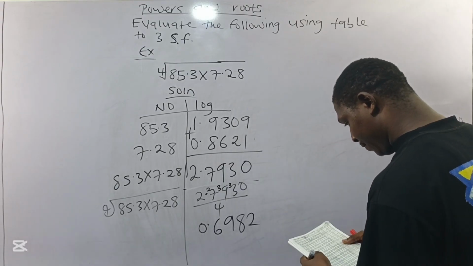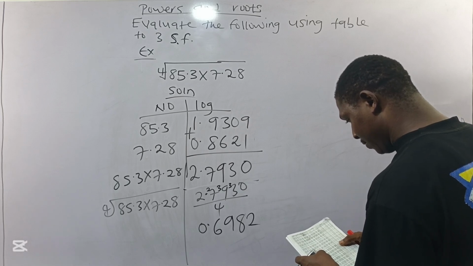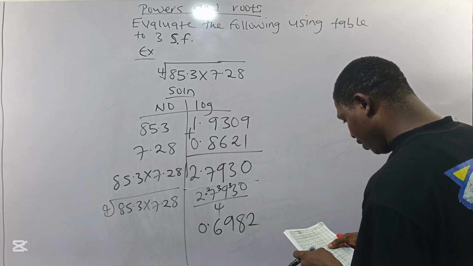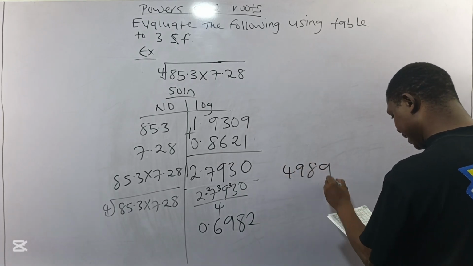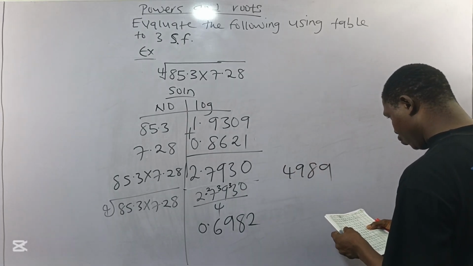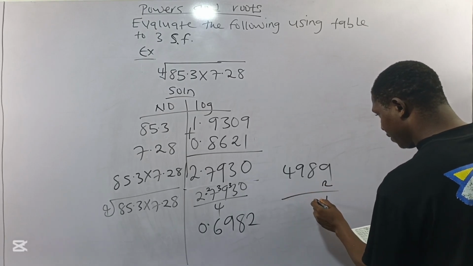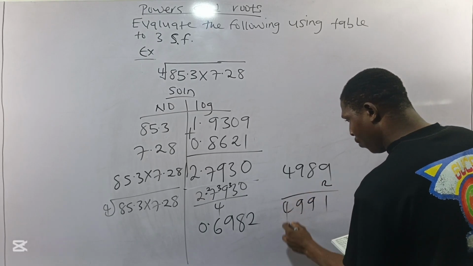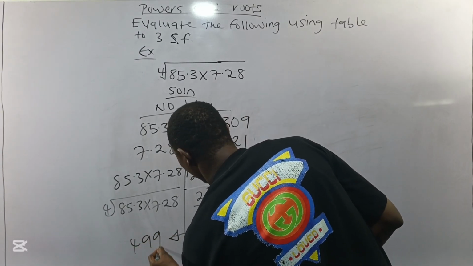69. 69 under 8 here is 4989. And difference 2 is 2. So I have 1 carry 1, 994. So I have the antilog of this as 4991.